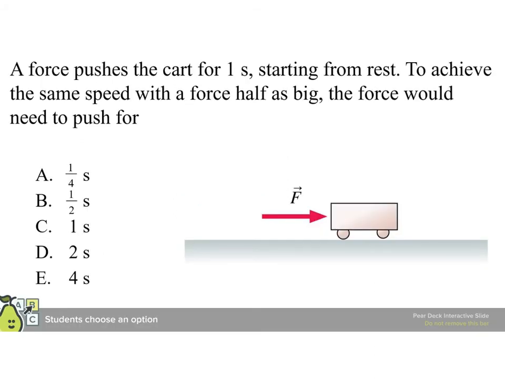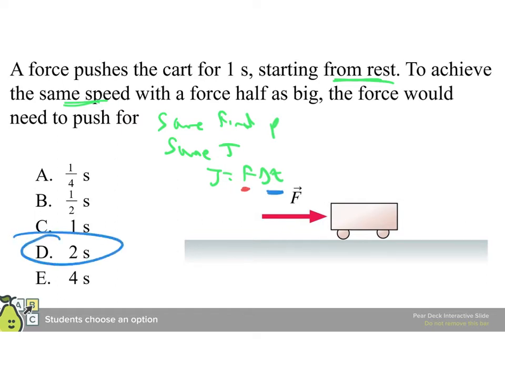A force pushes the cart for 1 second starting from rest. To achieve the same speed with a force half as big, the force would need to push for how long? All right, well, since we're starting from rest, and we want to reach the same speed, we want the same final momentum, which means the same J, but J is F delta t. So if I have halved F, I must double t. It must take 2 seconds.